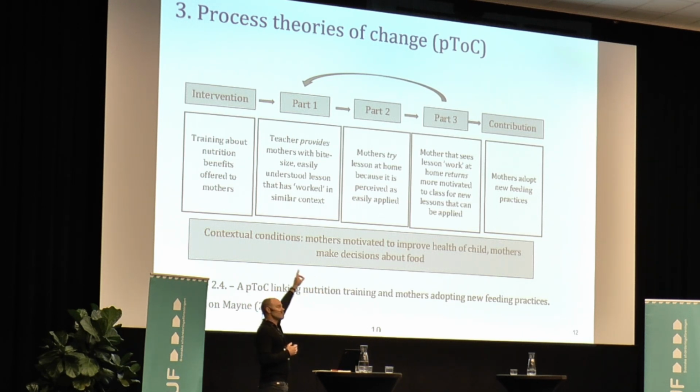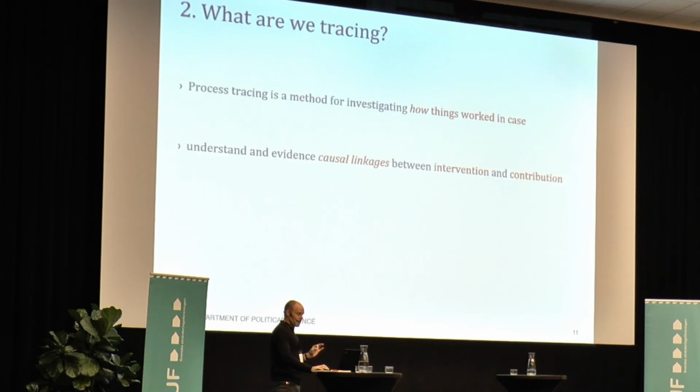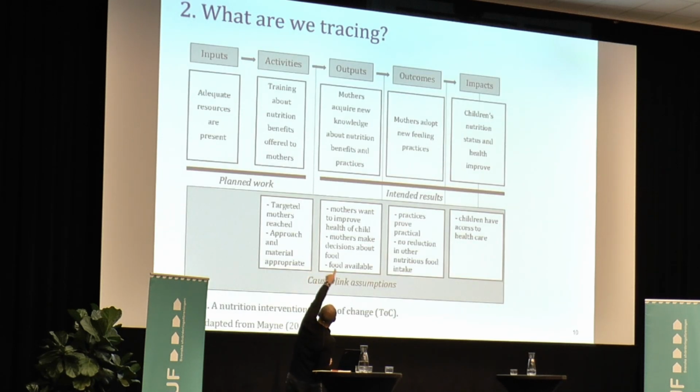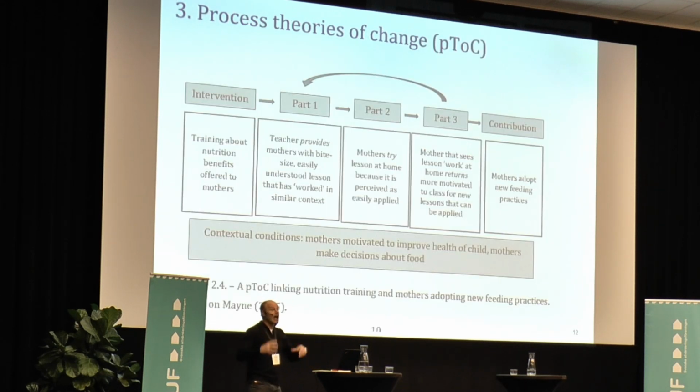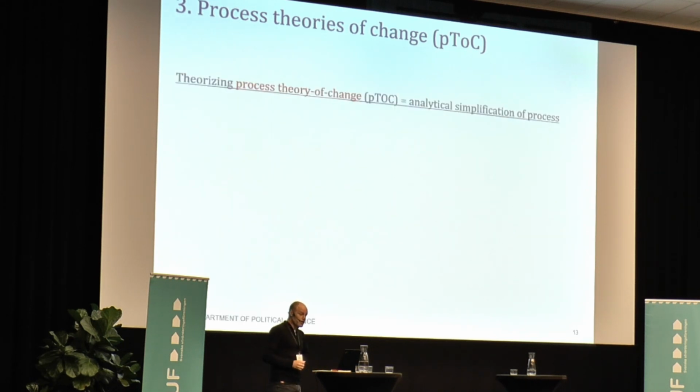So again, this is just a simple hypothetical. But the idea would be that we're trying to unpack what was going on in that arrow between activities and outputs. What we're trying to do here is ask, how does it actually work? How does the teaching actually deliver? What are the teachers doing? What are the motivations of the mothers? What are people doing in the process? And that's the gist, at the theoretical level, of what process tracing is.